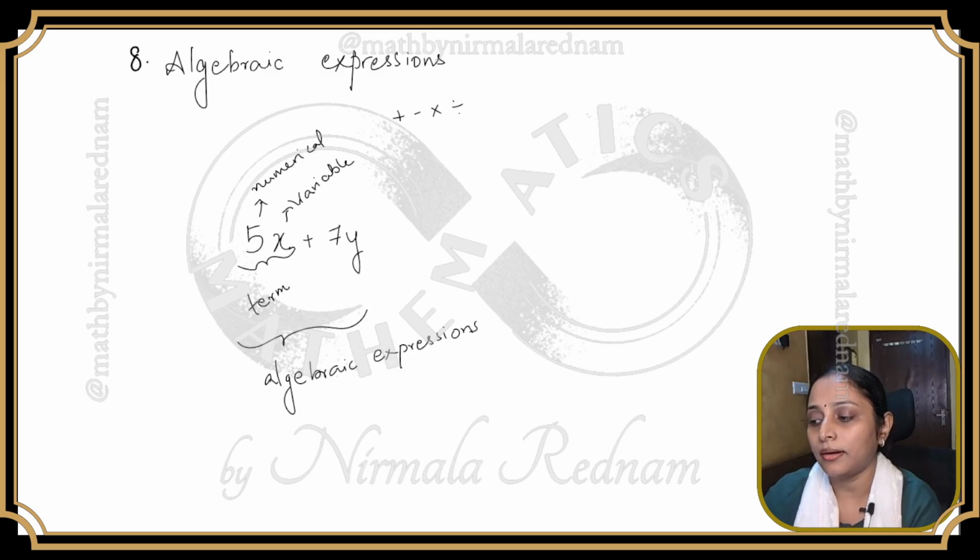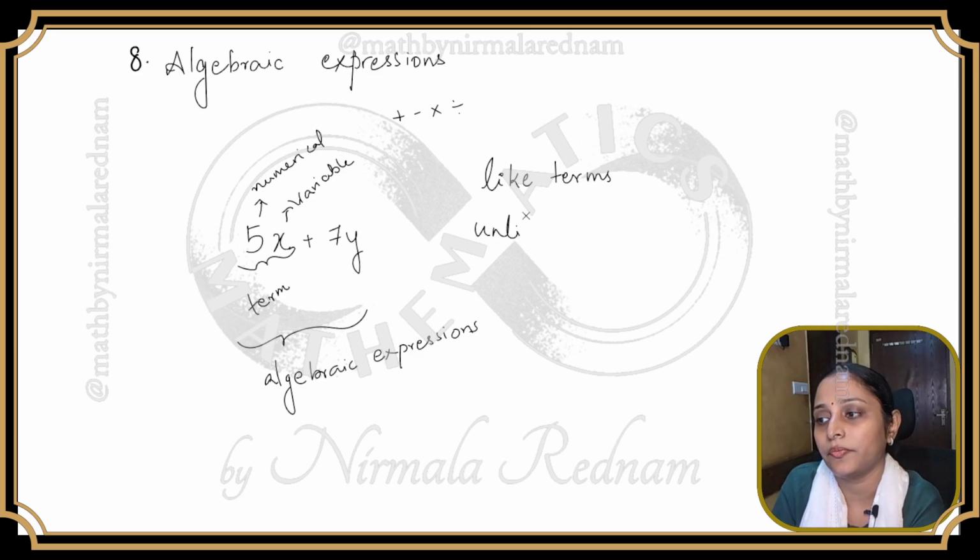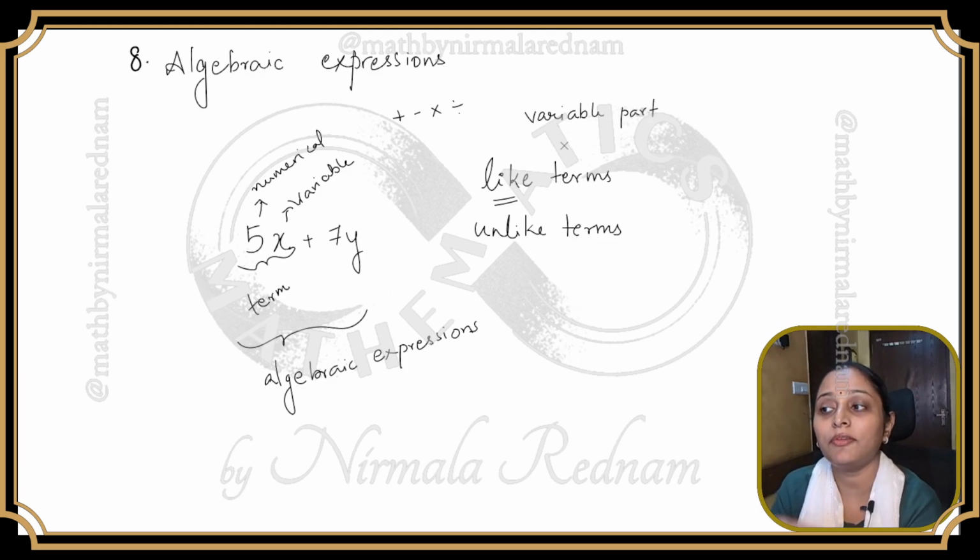So in that respect, the first thing that we need to understand is like terms and unlike terms. What do we mean by like terms? Now, as I told you, this together is one term and 7y is another term in this particular algebraic expression, right? Now, we say that two or more terms are like terms when the variable part is the same. Each term has both variable part and numerical part. If the variable part happens to be the same, then they are called like terms.